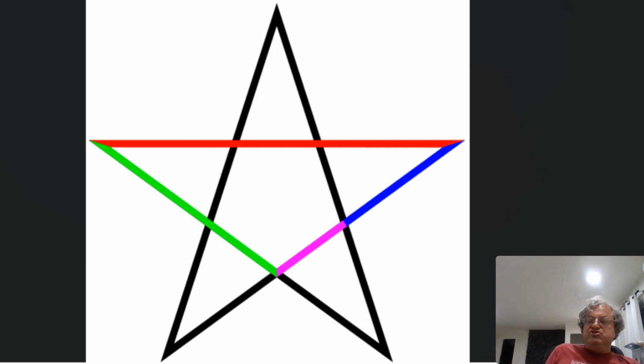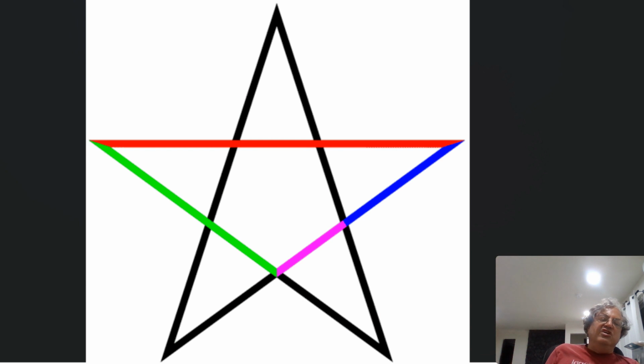The ratio of the length of the green to the third longest segment, the blue, is also the golden ratio. And finally, the ratio of the blue to the violet, the shortest segment, is also the golden ratio. Pretty remarkable. So there's a very strong connection between the golden ratio and the pentagram, or the five-pointed star. That has some important mathematical consequences.